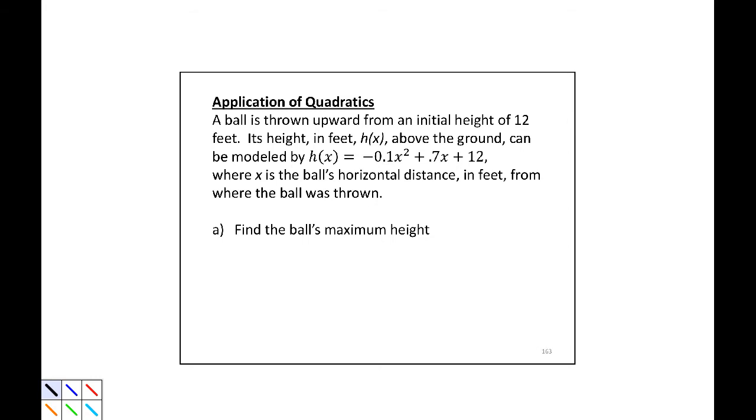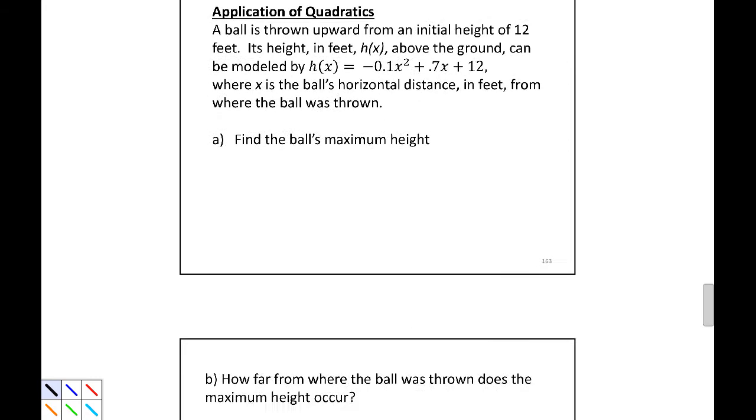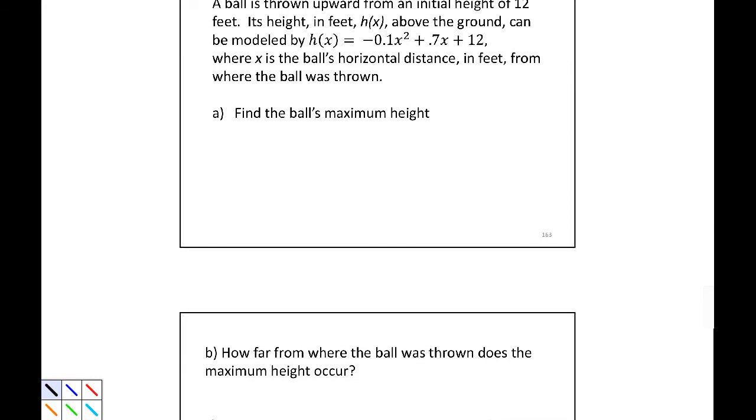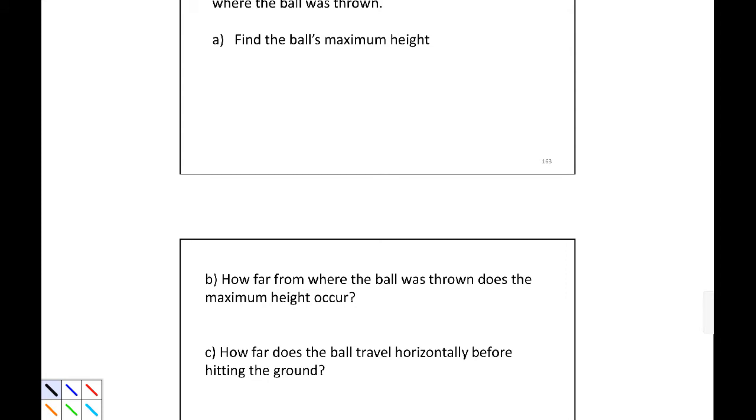Well, to answer this, it might be prudent to answer part B first. How far from where the ball was thrown does the maximum height occur? Let's find out where the maximum occurs, because the maximum of a quadratic is going to occur at its vertex. So let's go ahead and find its vertex first, or find the h value so that we can find k in our vertex. How far from where the ball is thrown does the maximum height occur?